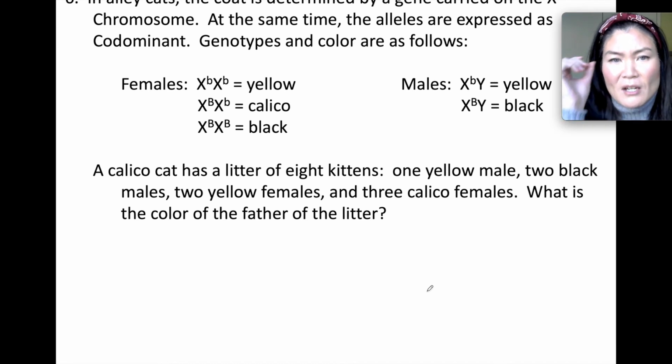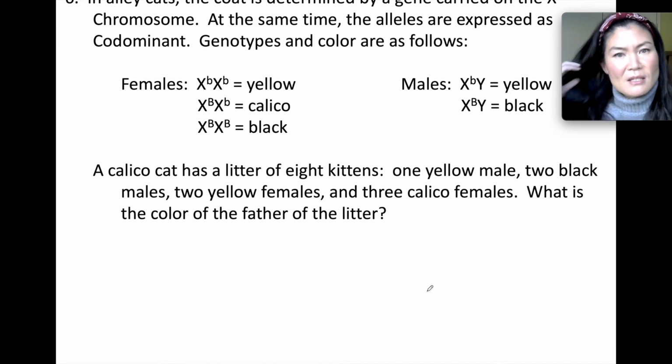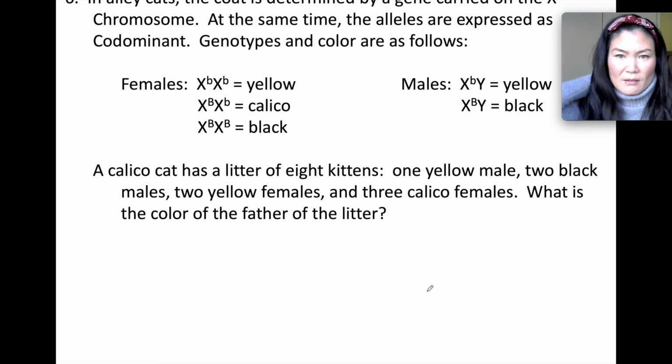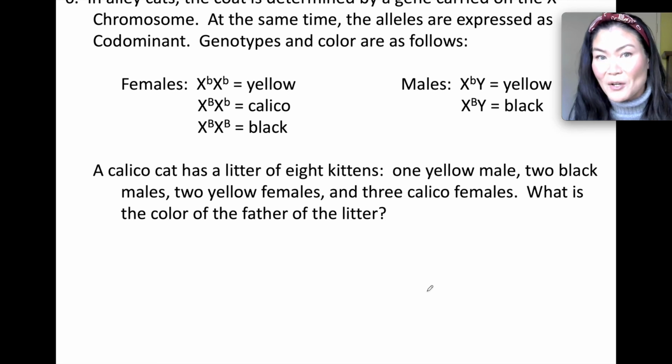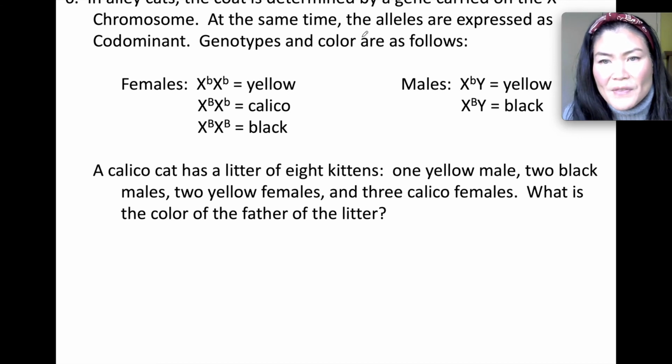Maybe we can go over this one with the cats because it might intimidate you, okay? So maybe we'll go over this because this is also co-dominant. It's sex-linked and co-dominant, which is interesting. In alley cats, the coat color is determined by a gene carried on the X chromosome. At the same time, the alleles are expressed as co-dominant. Genotypes and colors are as follows. Females, X little b, yellow.